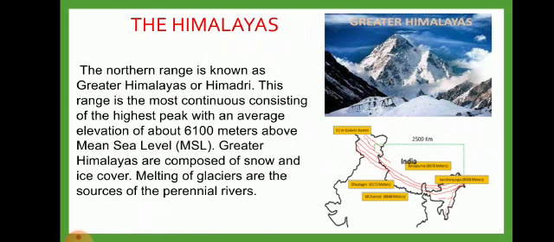Greater Himalayas are composed of snow and ice cover. Melting of glaciers is the source of perennial rivers. Observe the India map given, in which the mountains located in Himadri are shown. Get an outline map of India and locate them.